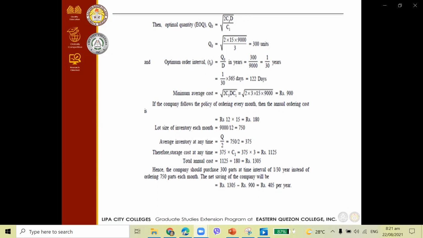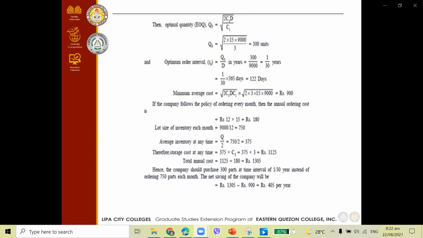So, to get our average inventory at any time, we have to divide naman po ng ating lot size inventory by 2, which is 750 divided by 2 equals 375. So we have the average inventory at any time of 375. So para po makuha natin ang ating carrying cost, 375 times the carrying cost of 3 rupees per part per year. So we have 375 times 3 equals 1,125 rupees. Yun na po yung ating carrying cost.